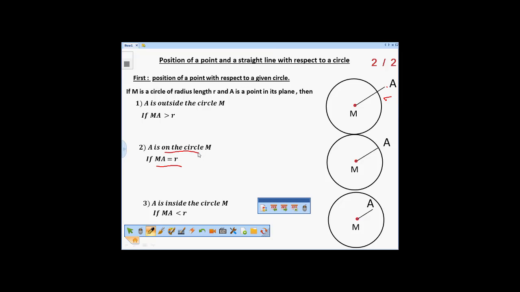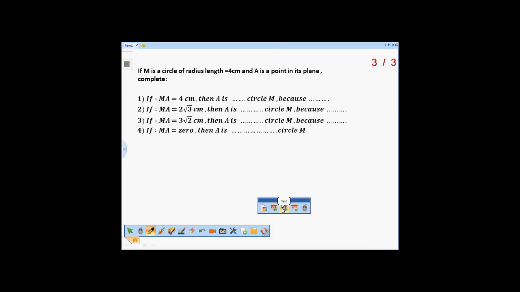Let us see an exercise about this. If M is a circle with radius length 4 and A is a point in the plane, complete. Number one, if MA equals 4 centimeters, we have here the radius is equal to 4 and also MA is equal to 4. It means A is on the circle M, because the length of MA is equal to the radius length.